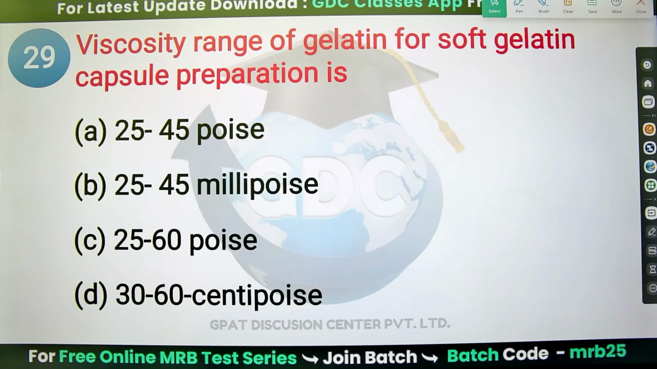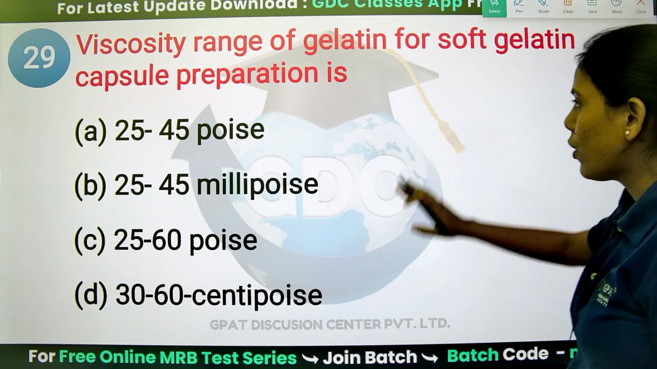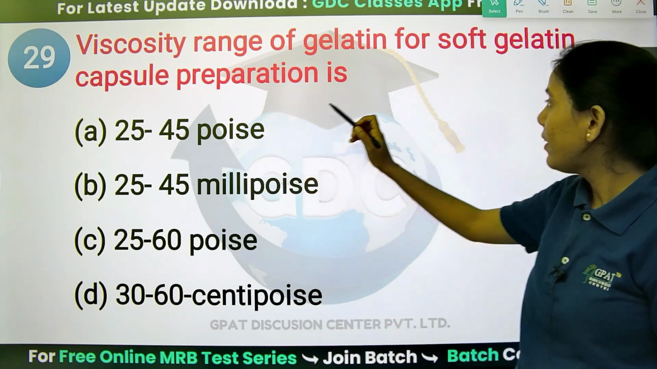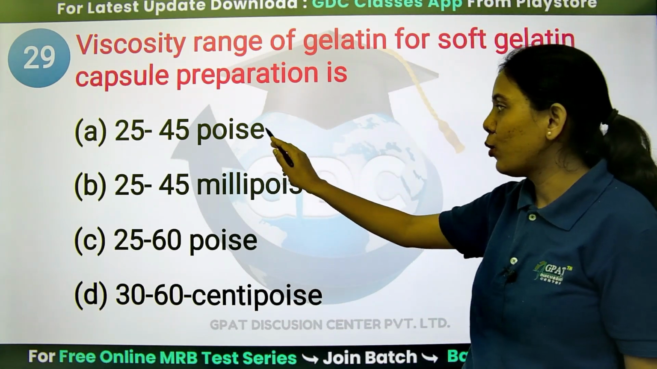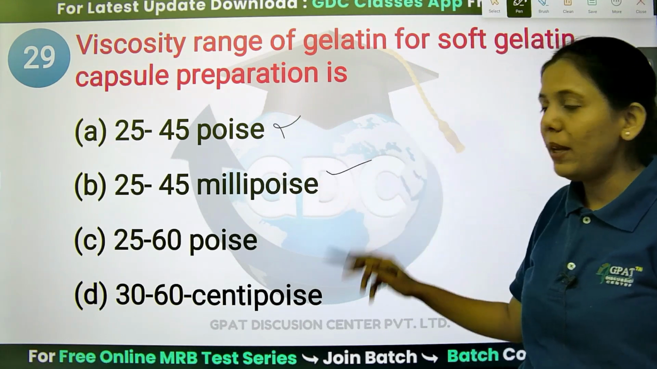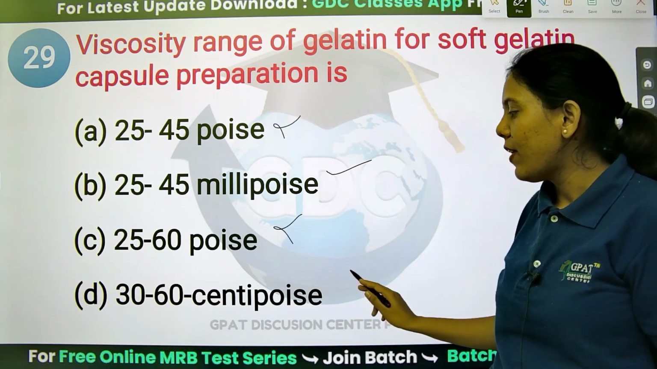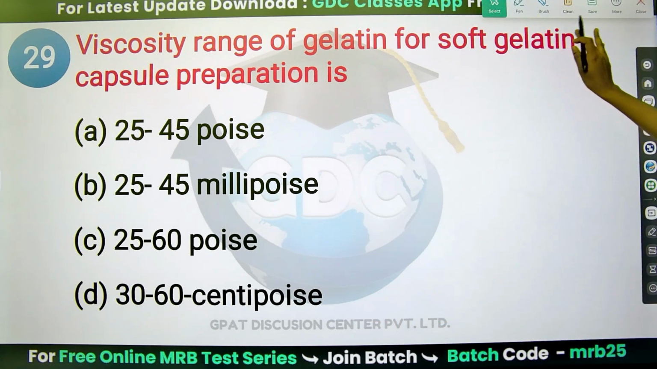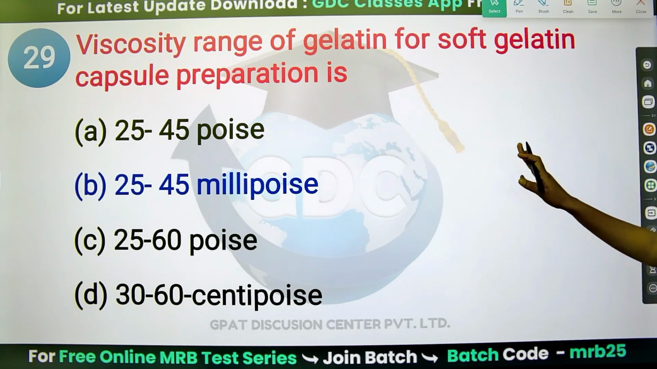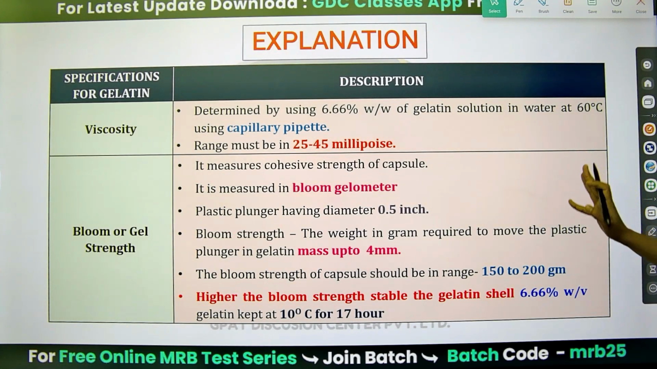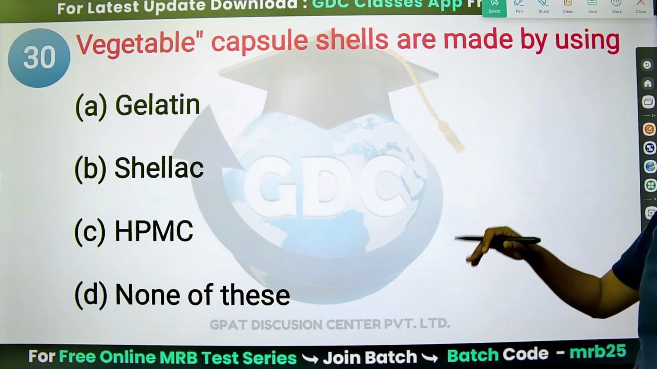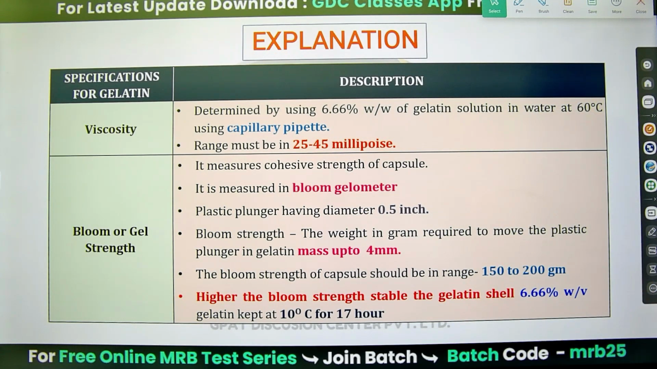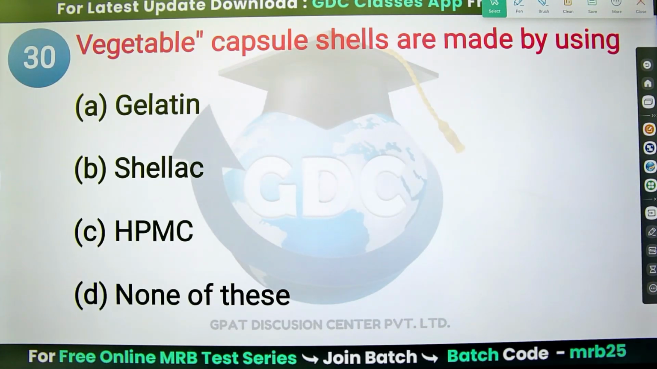Next is the viscosity range of gelatin for soft gelatin capsule preparation. Just now I discussed 25 to 45 poise. It is not poise. It has to be millipoise. So millipoise is the right answer. 25 to 60 centipoise is not there. Option B, 25 to 45, is the right answer. The next question is about bloom strength: that equipment is known as the bloom gelometer. Okay, the bloom gelometer is the equipment.